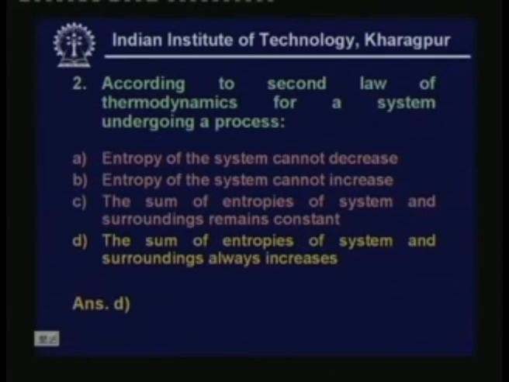Second question was, according to the second law of thermodynamics, for a system undergoing a process, whether the entropy of the system cannot decrease, or the entropy of the system cannot increase, or the sum of entropies of system and surroundings remains constant, or the sum of entropies of system and surroundings always increases. The answer is D. That means, according to the second law, the sum of entropies of system and surroundings always increases. This is the law of entropy increase.